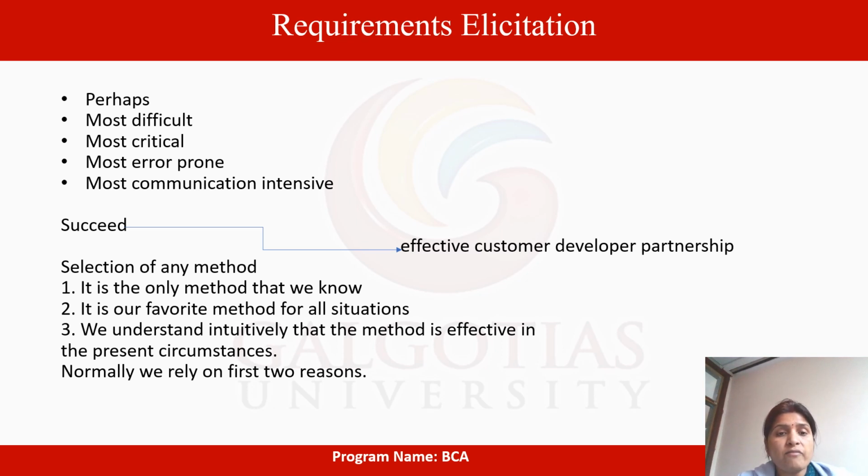So the communication between the customer and the client should be very simple. Your language should be simple. Your sentence framing has to be such that you are able to gather the information well. So to succeed, we need to develop an effective relationship between the customer and the developer. We need an effective customer developer partnership. It is the coordination between the customer and the developing team who wants to develop the product.